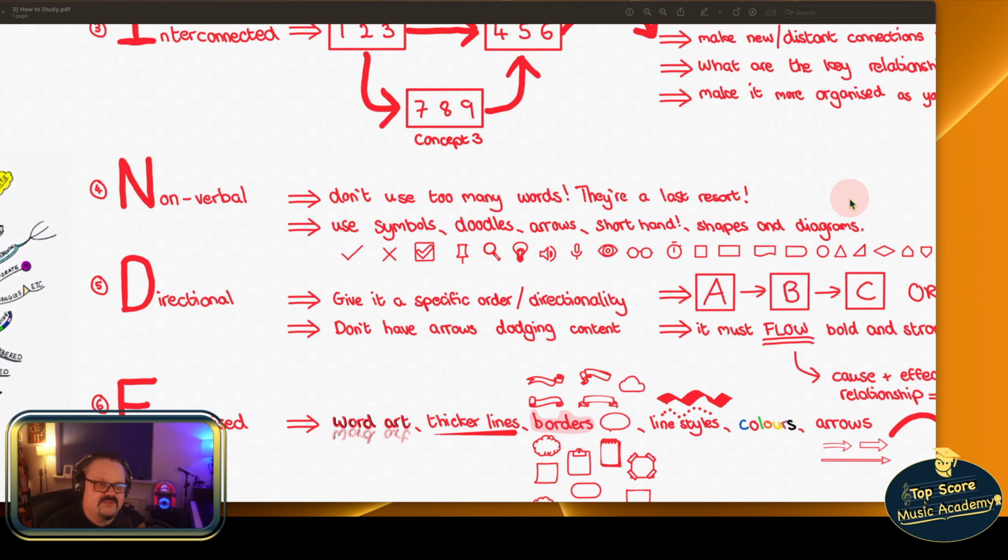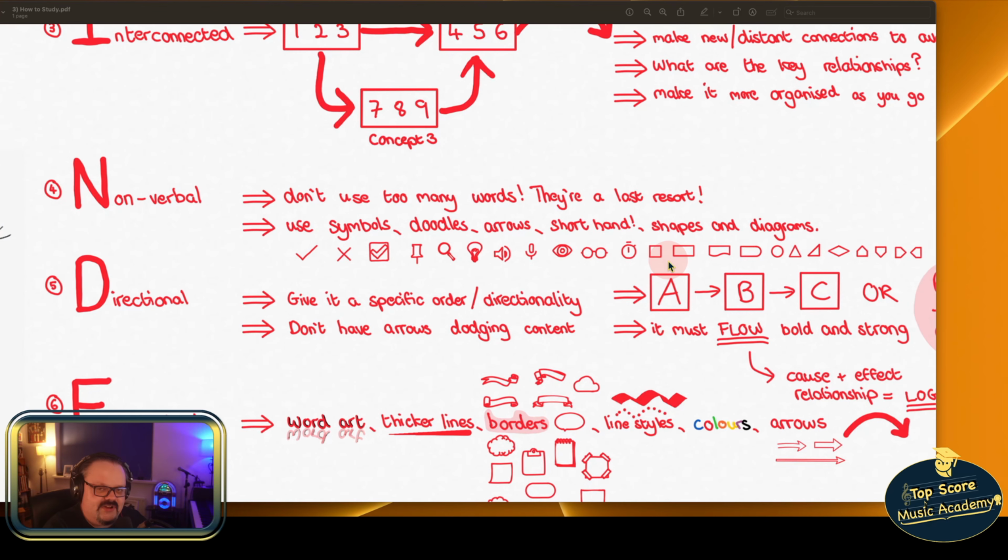So it makes it really easy. This is for music, of course, but it makes it really easy for you to see at a glance where all the main ideas are on the page, just from the type of boxes and doodles and drawings that you're using. So try to use as few words as possible in your mind maps.